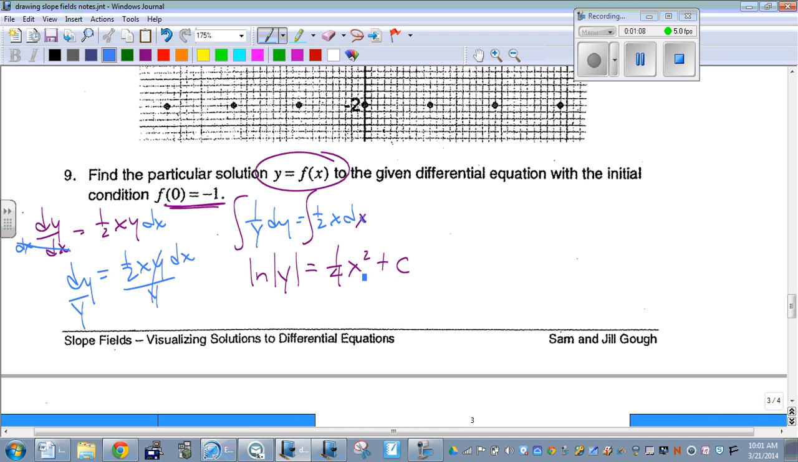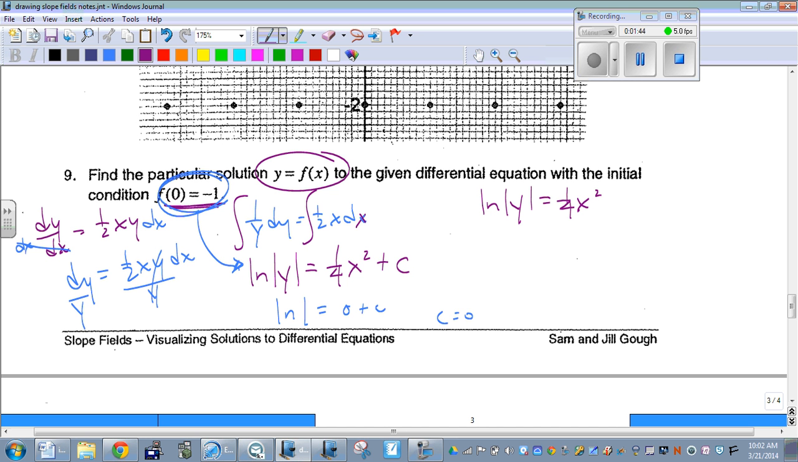Now we need to figure out what c is. So we're going to use that initial condition, plug that in to figure out c. So we're putting 0 in for x, negative 1 in for y. Since there's an absolute value there, we just end up with natural log of 1, equals 0 plus c. So again, natural log of 1 is just 0. So c equals 0. That means our equation is natural log of absolute value of y equals just 1/4 x squared.